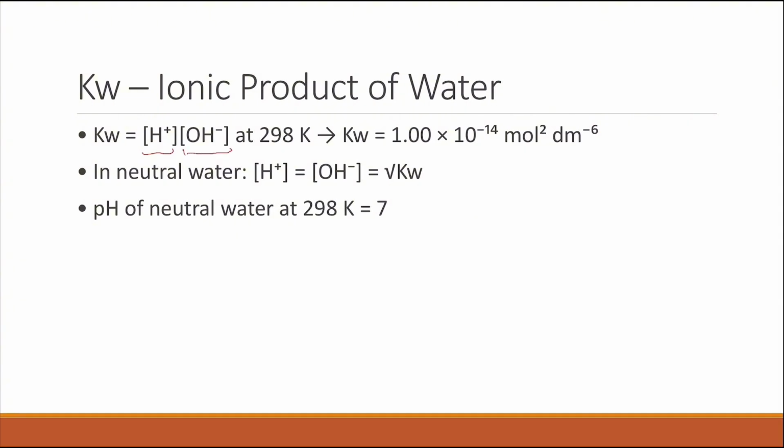Sometimes they ask you to calculate the pH of water at a certain temperature. They will provide you with the ionic product of water at that temperature, and in this case you find the hydrogen ion concentration and the pH. For neutral water, the hydrogen ion concentration will equal the hydroxide ion concentration, and both will equal the square root of the ionic product at that temperature. The pH can be calculated as minus log 10 of the hydrogen ion concentration. So if you find the square root of the ionic product, this is the hydrogen ion concentration, and you can calculate the pH.